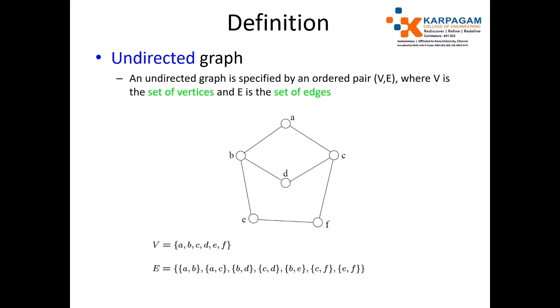This is one kind of graph. It is an undirected graph. It has a bidirectional connection.